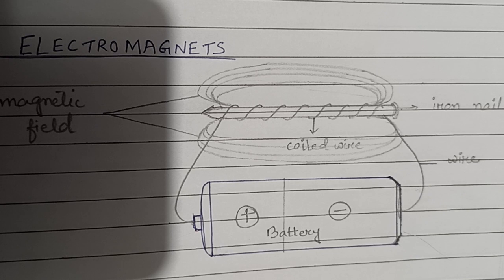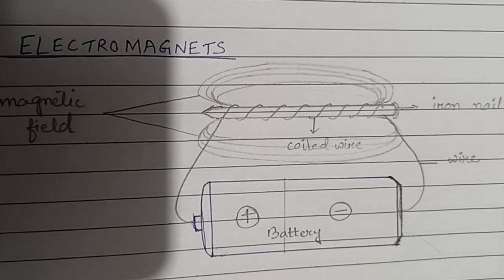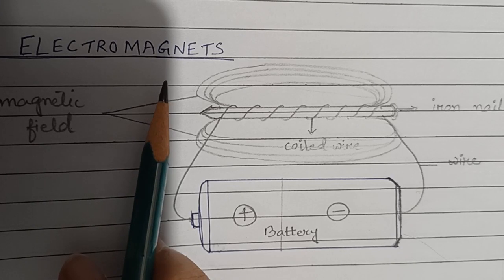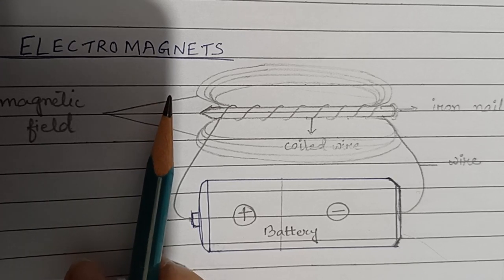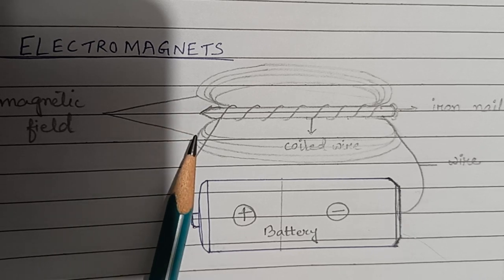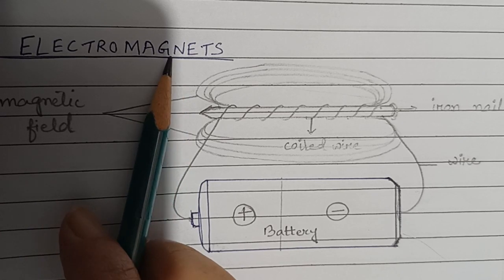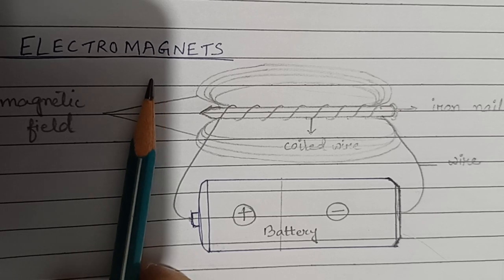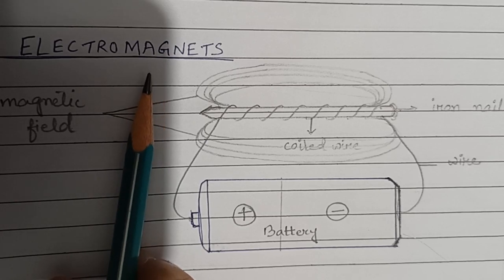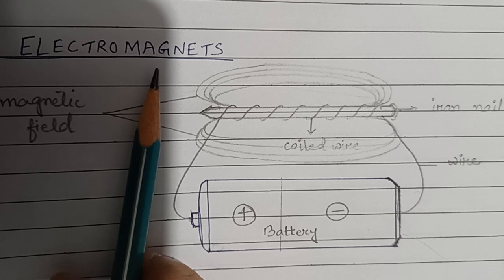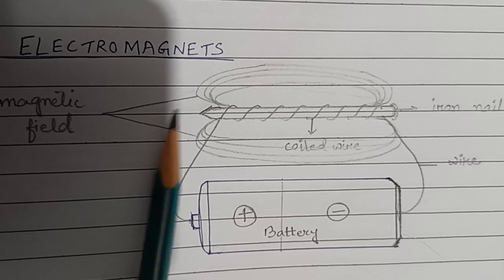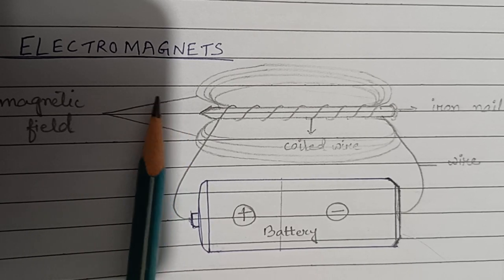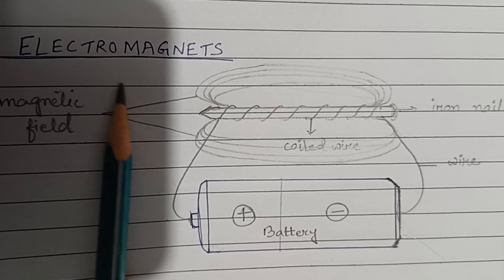So what are electromagnets? From the name itself you can say it's a type of magnet, right? It is a type of magnet that runs on electricity. That means when electricity is passed, you know, in the previous class, when electricity is there, a magnetic field is produced, right? And from that magnetic field we get these electromagnets.